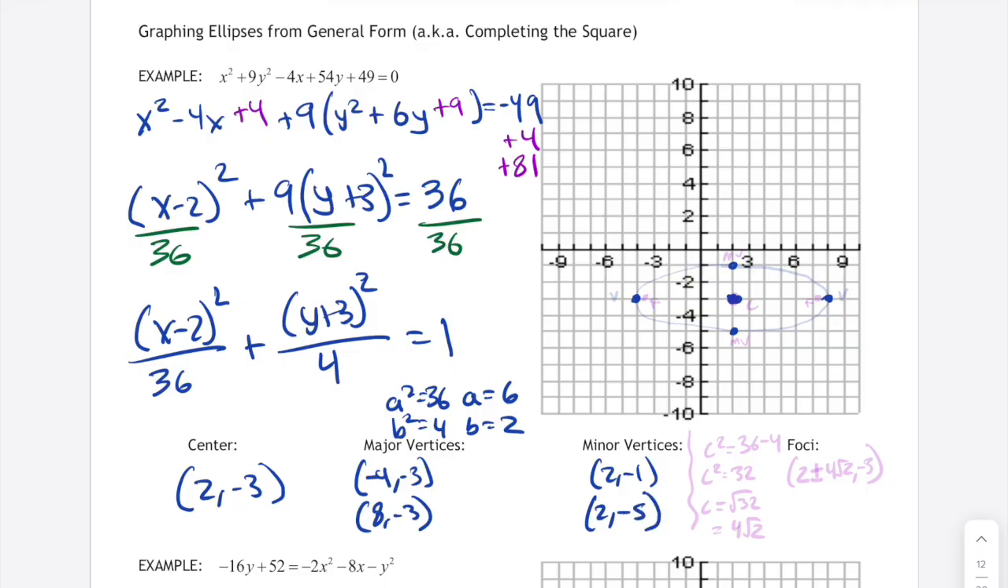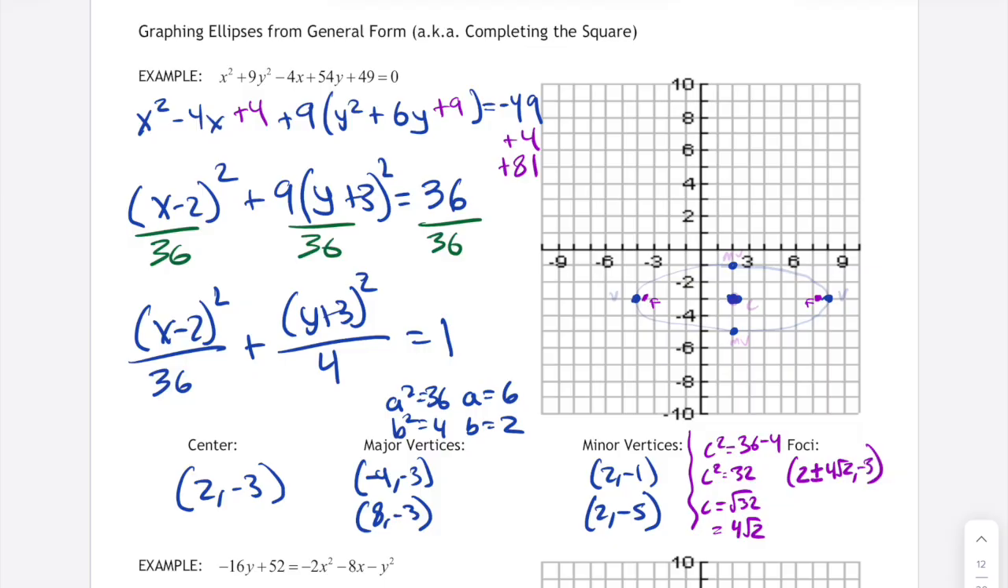And then my c squared is going to be 36 minus 4. C squared equals 32. C equals root 32 or 4 root 2. So a little less than 6. 1, 2, 3, 4, 5. 1, 2, 3, 4, 5. And I could label those foci. And then from the center, the x coordinate changes, so it's 2 plus or minus 4 root 2, negative 3.